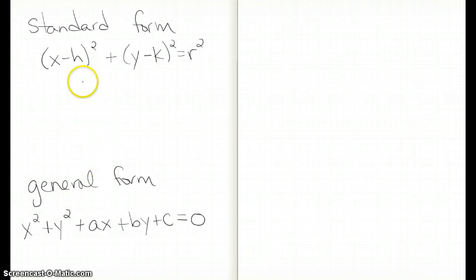A huge difference between the two is that in the standard form, there is a place to input information about the center and the radius. Remember, the center is (h, k) and the radius is r. In the general form, there's nowhere to input that information. These letters a, b, and c do not stand for the center and the radius. They are coefficients, numbers in front of the variables and a constant. This is why we don't normally use the general form: there's nowhere for us to input information about the center and the radius.